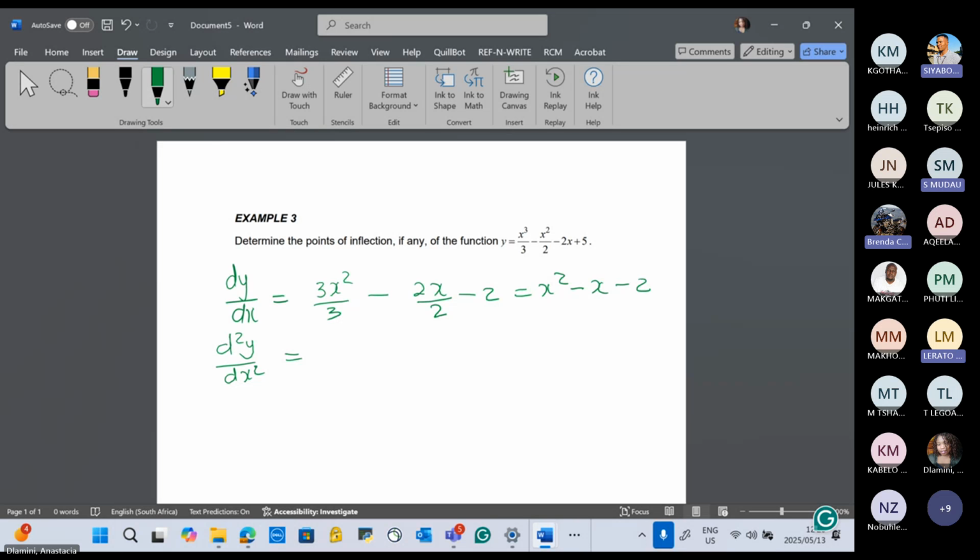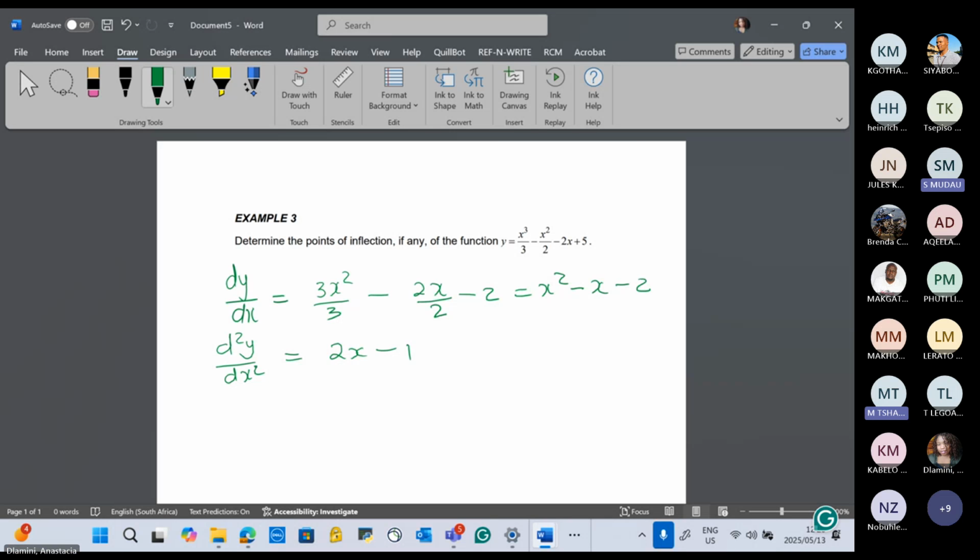What did you get? 2x minus 1. 2x minus 1. 2x minus 1. Then what do we do with the second derivative? What do we do with the second derivative?